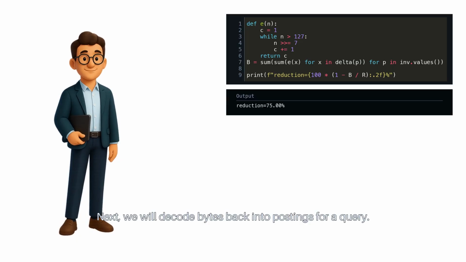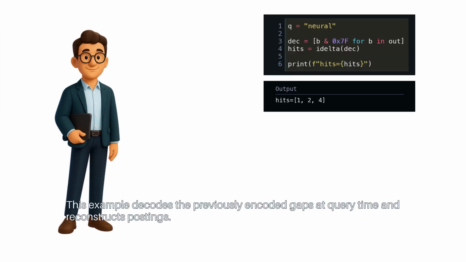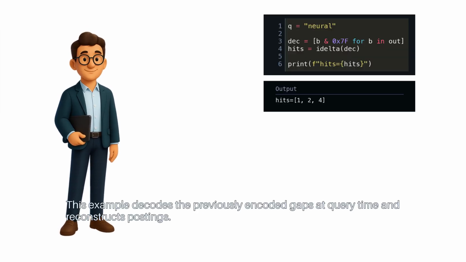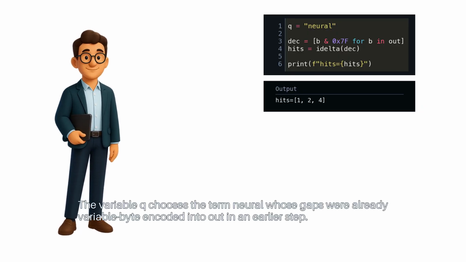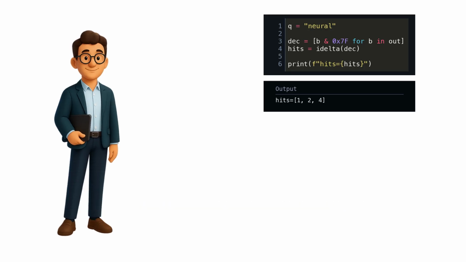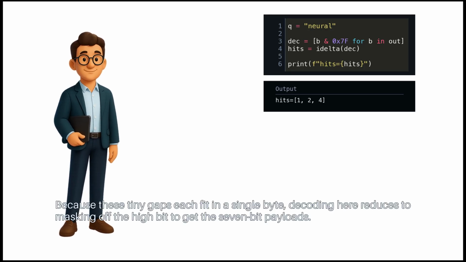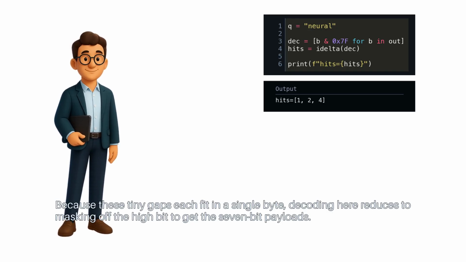Next, we will decode bytes back into postings for a query. This example decodes the previously encoded gaps at query time and reconstructs postings. The variable Q chooses the term neural, whose gaps were already variable-byte encoded into out in an earlier step. Because these tiny gaps each fit in a single byte, decoding here reduces to masking off the high bit to get the 7-bit payloads.